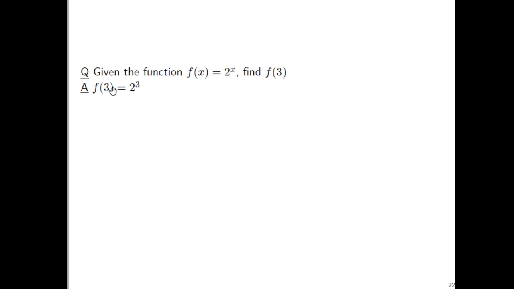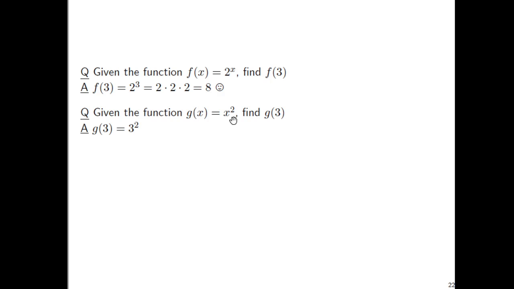So that means f of 3 turns into 2 to the third, which is of course 2 times 2 times 2. I wouldn't expect you to show that step, but that would simplify to 8. Given the function g of x equals x to the 2, let's find g of 3. Replace all the x's with 3's, and you have g of 3 equals 3 squared, so that becomes 9.